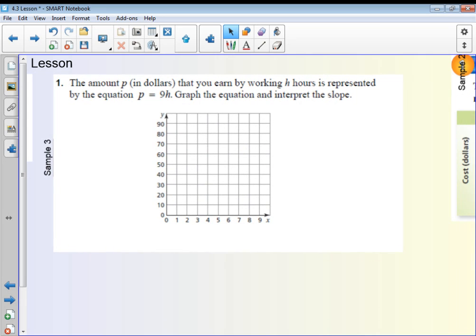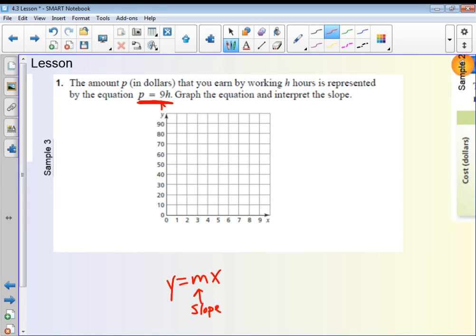I want you to pause your video and work your way through this sample. Once again, our equation is P equals 9H, where P is your number of dollars that you earn by working H hours. They want you to graph the equation, and they also want you to interpret what that slope is. Remember, our slope is this 9 part. Our y equals mx. This part right here is our slope. Go ahead, pause your video, work your way through this one and see what you end up with on your graph.